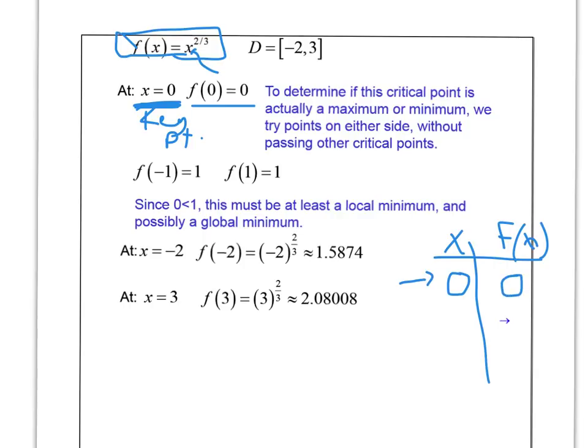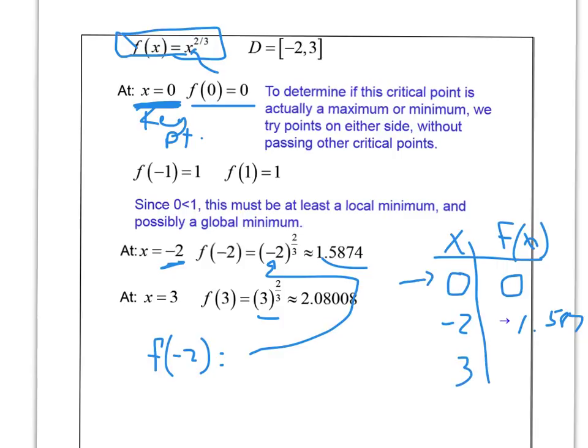Notice how I'm doing this table. Let's plug in negative 2 for x. So that would be f of negative 2 equals, here's your work right there. Using a calculator, you get 1.5874. And likewise, you plug in a 3. Why do I care about negative 2 and 3? Because those are the endpoints. You get 2.08.